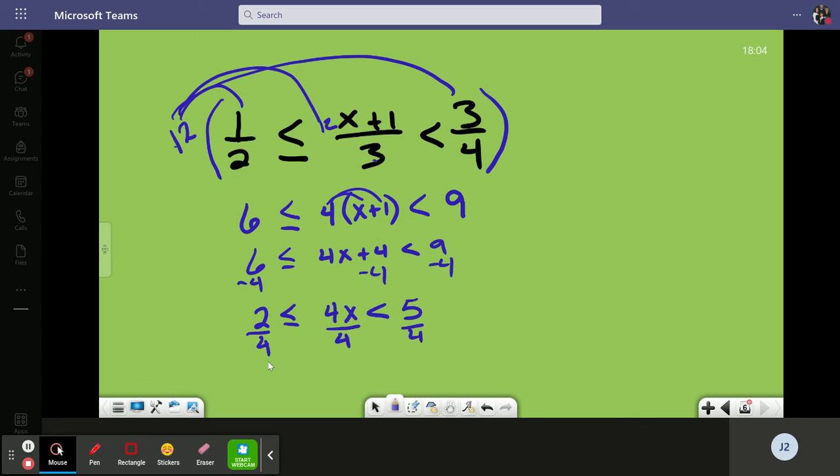Two over 4 reduces to 2. It's less than or equal to x, which is less than 5/4. All right, I have to start this with a square bracket because on this end I have that "or equal to" 1/2, comma 5/4, least to greatest. The 5/4 is just less than, so I'm going to have that as a parenthesis on that side. And that is your 1.5 on inequalities.